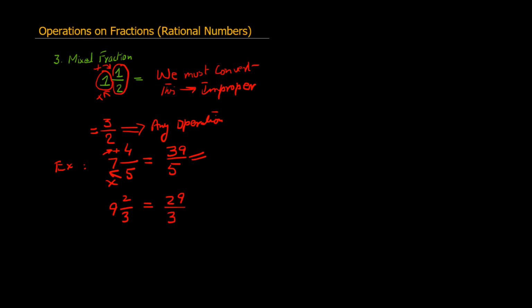Although you can convert this to decimal as well, like 1 1/2 is basically equals 1 plus 1 divided by 2, which is 1 plus half, which is equal to 1.5. You can convert this to a decimal.